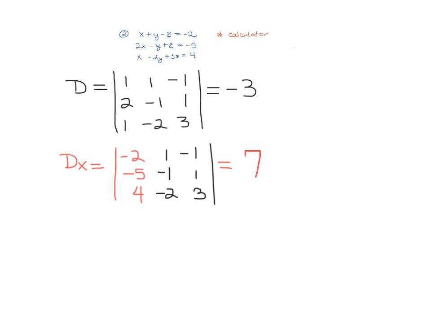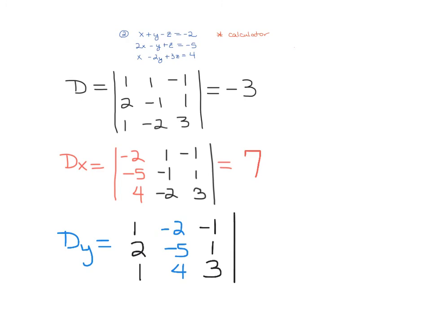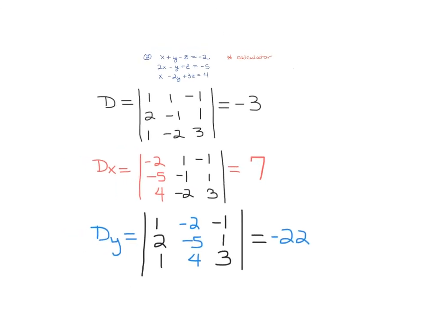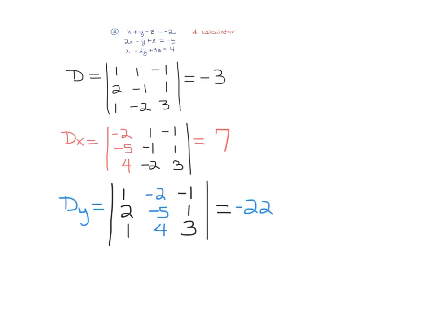I need to also find my Dy. I'm rewriting the x column. This time the y column changes to the solutions. The z column stays the same. I'll key it in my calculator, and I find out that Dy equals -22. I now have to repeat it and now do Dz because I have 3 unknowns in this problem. The other one was only 2.